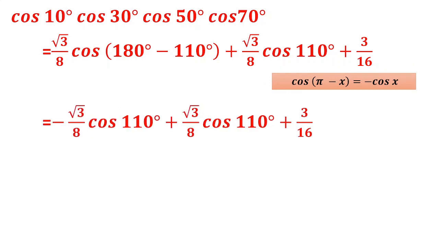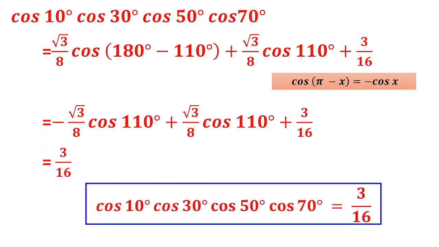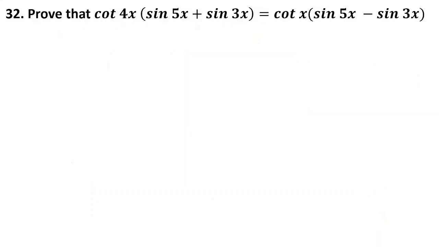Therefore, the first one will be minus root 3 by 8 cos 110. The second term is root 3 by 8 cos 110. And the final answer is 3 by 16. Here only is the crucial part. It is getting cancelled. You are getting 3 by 16 as the answer. Here we have used the formula of 2 cos x cos y two times. Well, let us go to the next question.